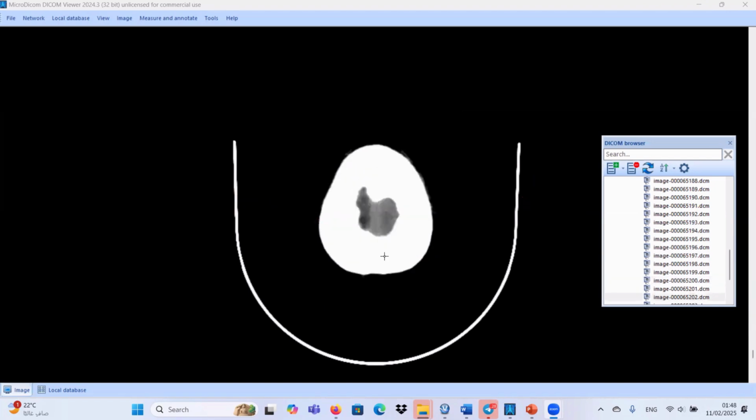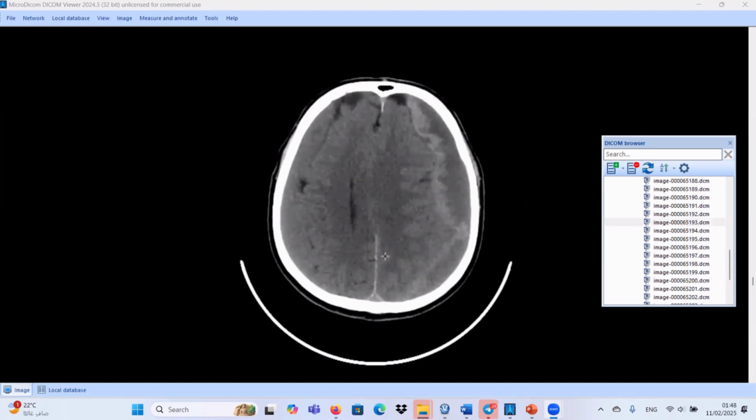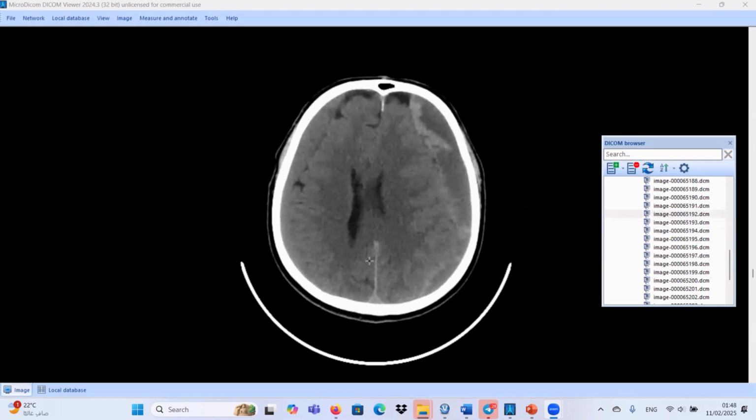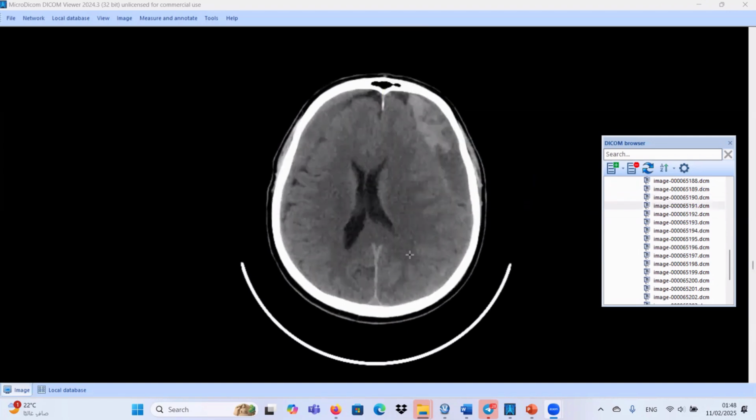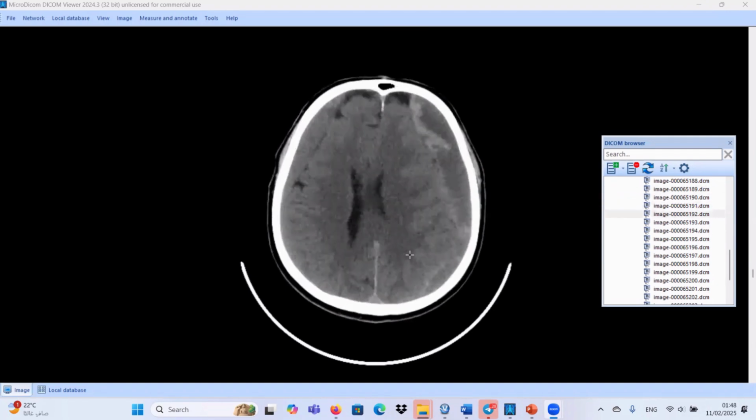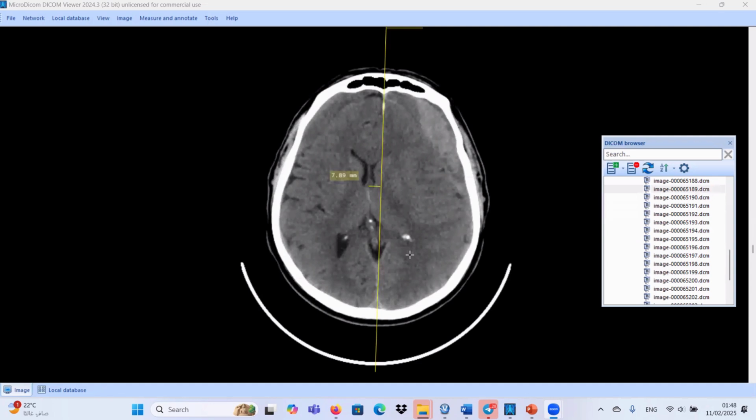Both subdural collections cause mass effect in the form of effacement of the cortical sulci, look for this effacement of the cortical sulci, and compression of the ventricular system, more on the left side, with midline shift from the foramen of Monro towards the midline. It measures about 7 millimeters, so it exceeds 5 millimeters.